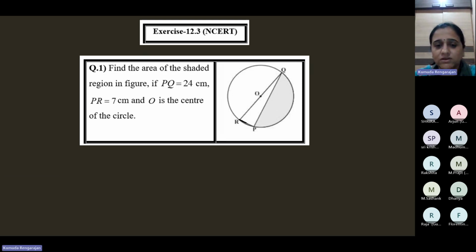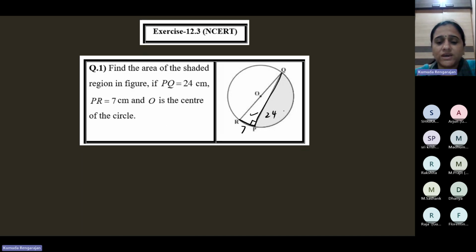This one is given 7. This one is also given 24. And this is 90 degrees because the angle in a semicircle is a right angle. So area of this triangle is half base into height, half into 7 into 24.